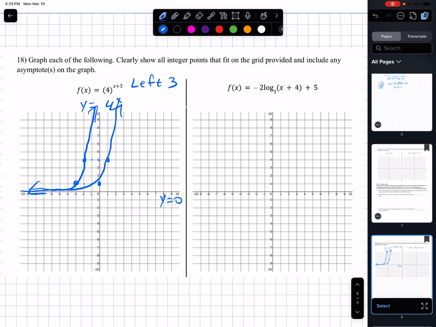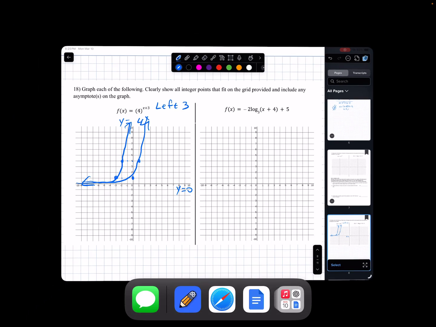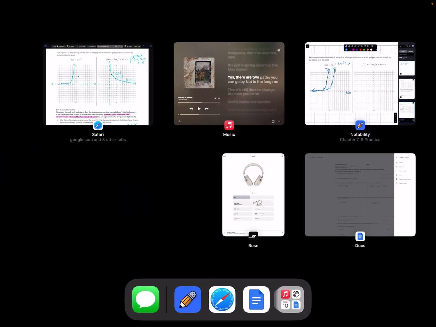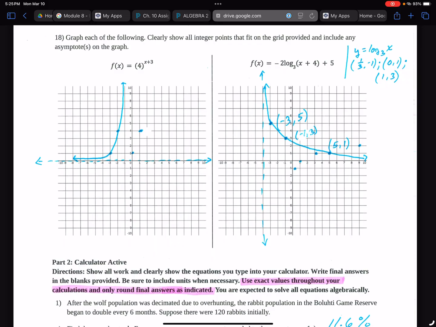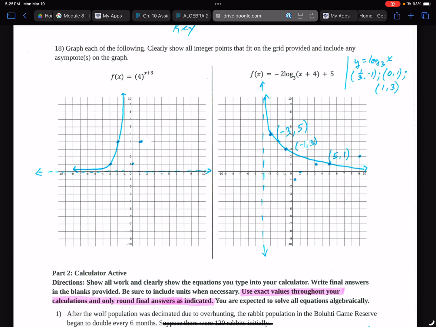Okay. So this one is trickier. So let's look at her solution. Can you use a graphing calculator on this? Graph each of the following. Calculator active. Okay. So parent function y equals log base 3 of x.